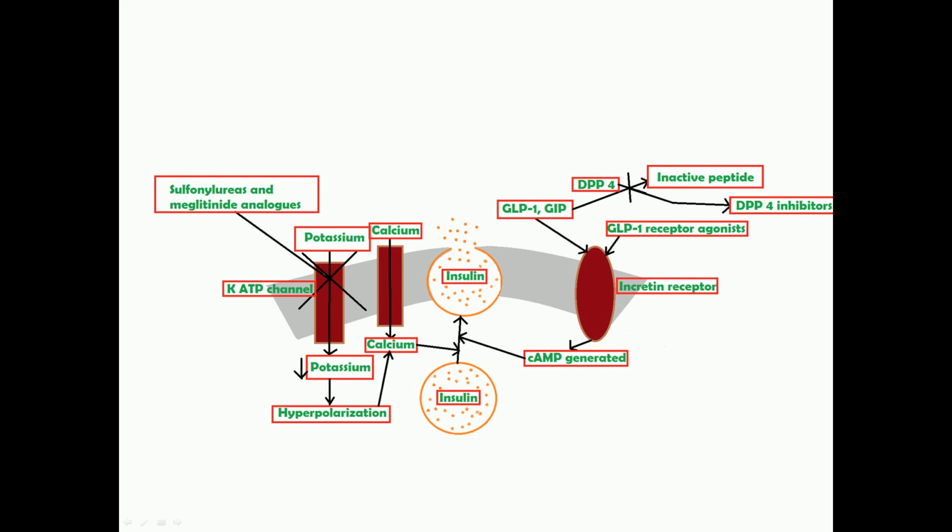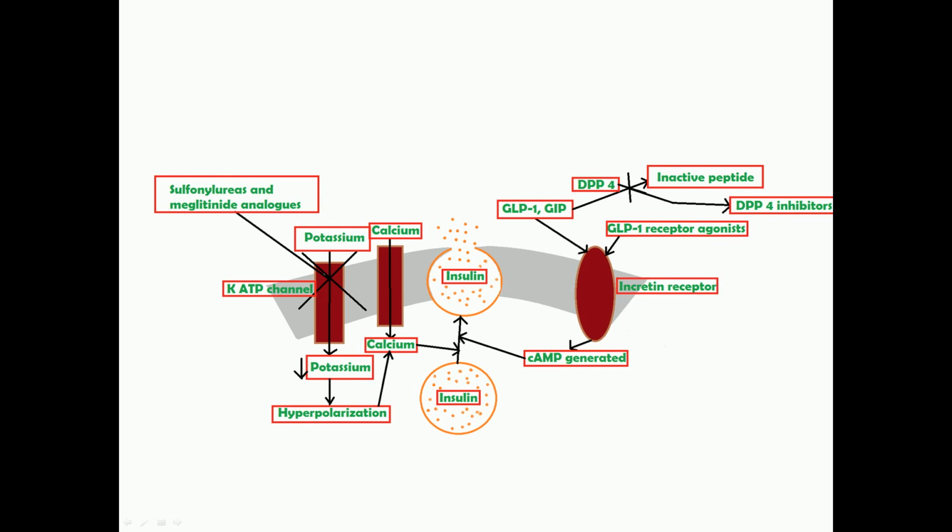The other mechanism by which the oral hypoglycemic drugs increase the insulin secretion is shown on the right side. There you can see a receptor which is marked as incretin receptor. The drugs which act on the incretin receptor to increase insulin secretion are GLP-1 receptor agonists. So what does a GLP-1 receptor agonist basically do? It will activate several mechanisms which finally lead to generation of cyclic AMP. Cyclic AMP is also helpful in release of insulin from the beta cell to the exterior. So this is how they act.